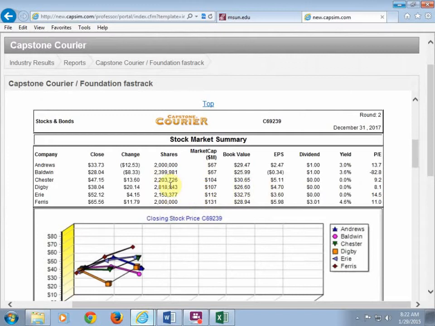Stock market summary. So we've only got two teams that have not issued stock, Andrews and Ferris. And Ferris was one of the winning teams, of course. But Team Digby was one of the winning teams. And look at that. They got all kinds of stock outstanding. So it's going to be interesting to see how that plays out. I've asked you guys some specific questions on your assignments in regards to that. So might be kind of interesting.